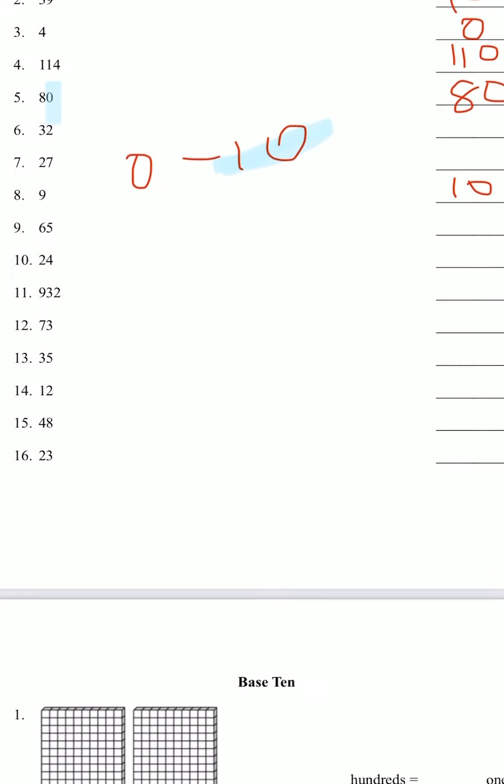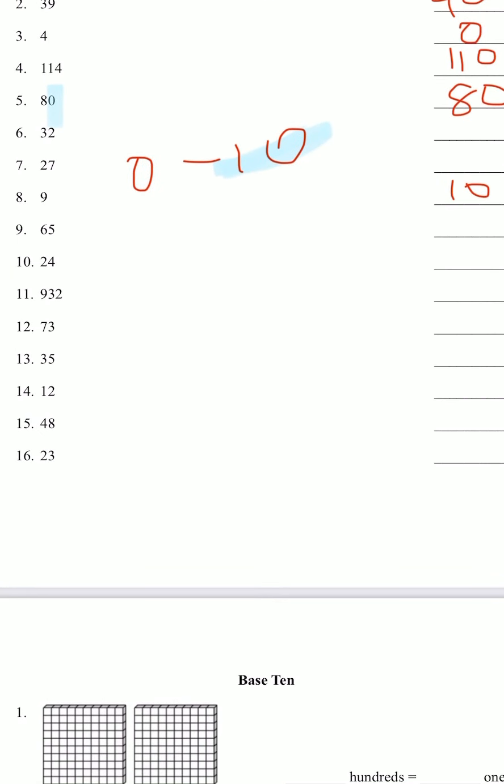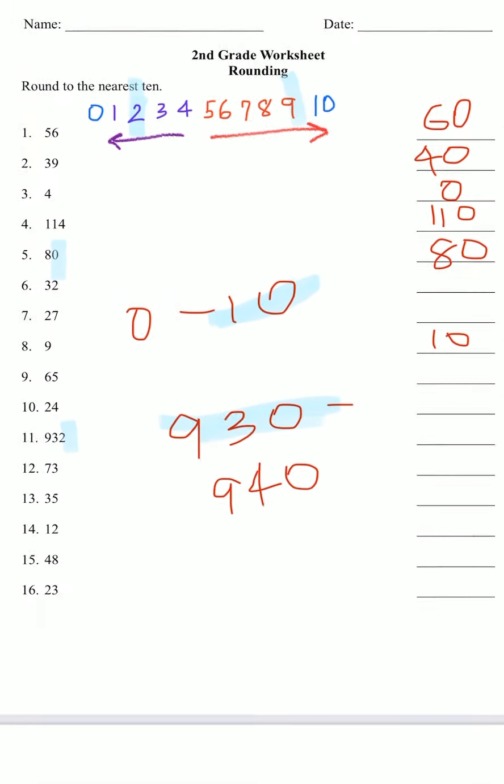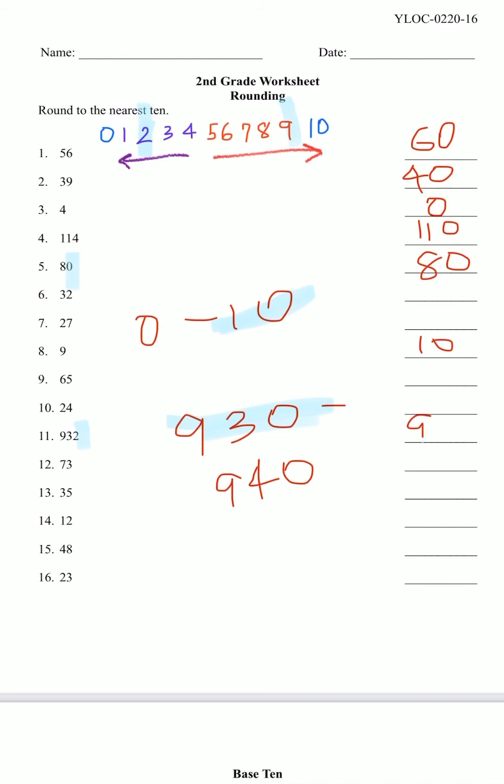Let's try number 11. We have 932. 932, and the last number is 2. So it's right over here, and we're rounding it down. So 932 is between 930 to 940. If we're rounding it down, it's 930, right? So 930 is our answer.